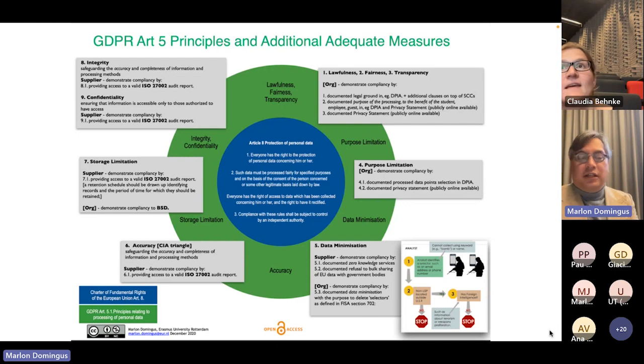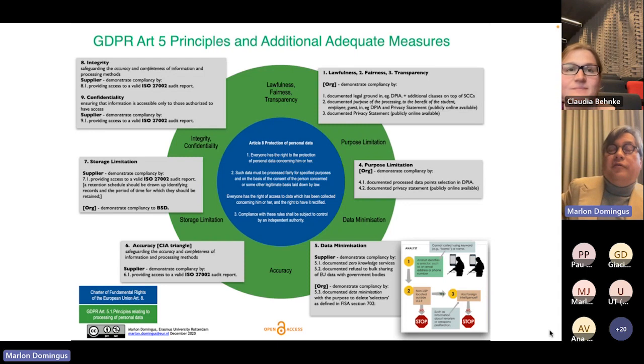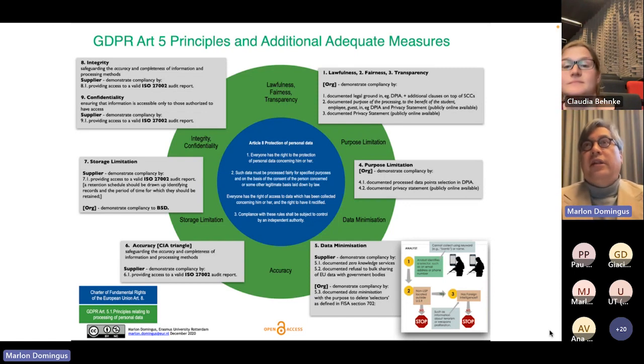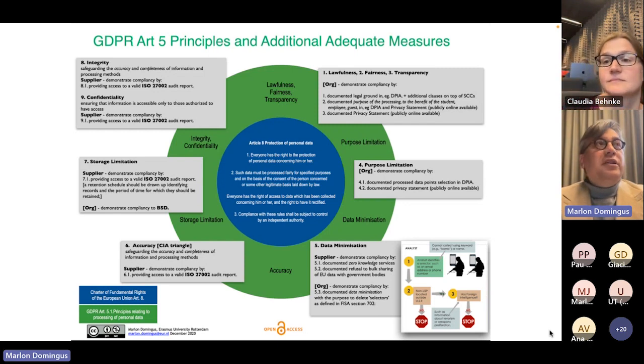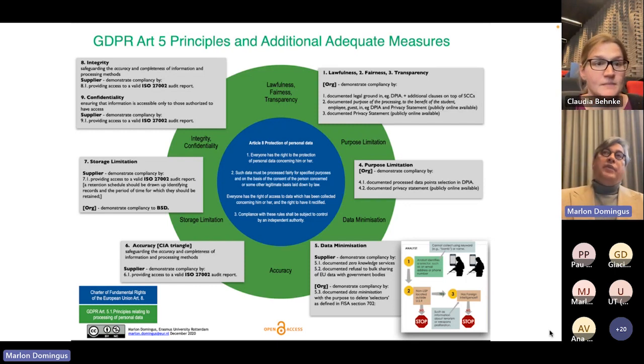Regarding the slide in the blue circle: compliance with these rules shall be subject to control by an independent authority. Yeah, cool. Okay, so the translation for privacy is the supervisory authority, the national supervisory authority. In the Netherlands, this is called the Autoriteit Persoonsgegevens. In England, the UK, it's called the ICO. In France, it's the CNIL. So these are the national supervisory authorities.